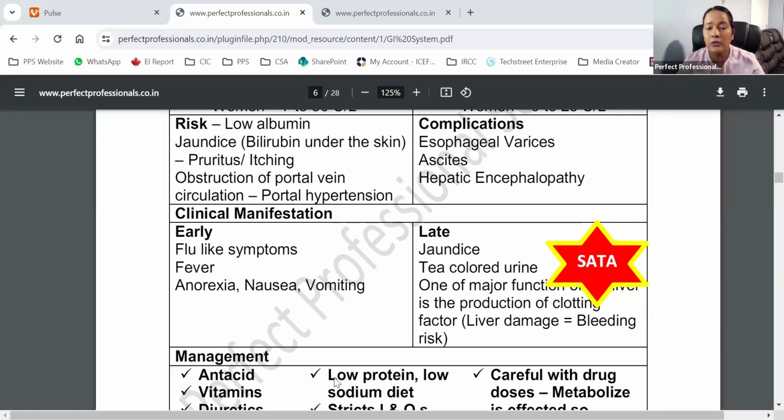Okay. So what is happening? Why is this tea-colored urine coming? Because the clotting factor is not there. So somewhere inside bleeding is happening. So urine contains blood. So that's why tea-colored urine will be there.